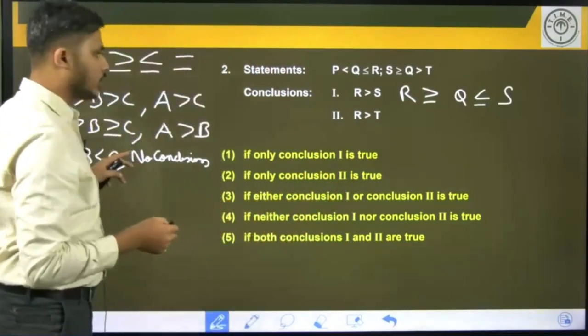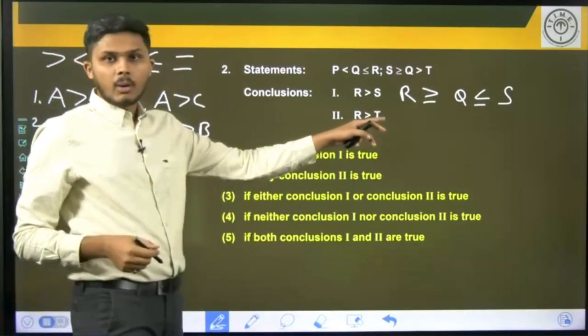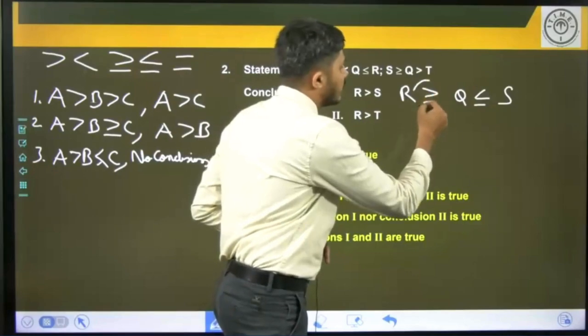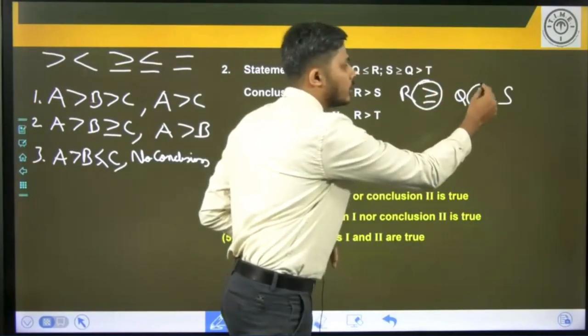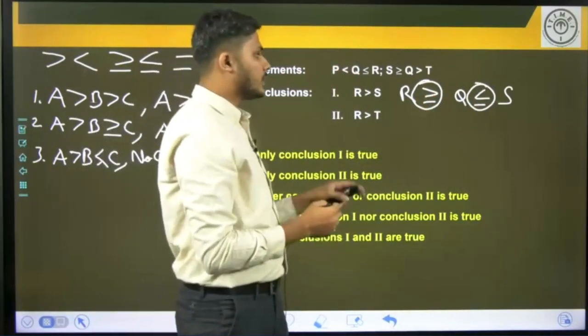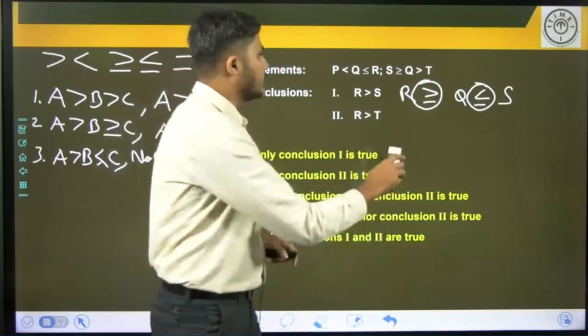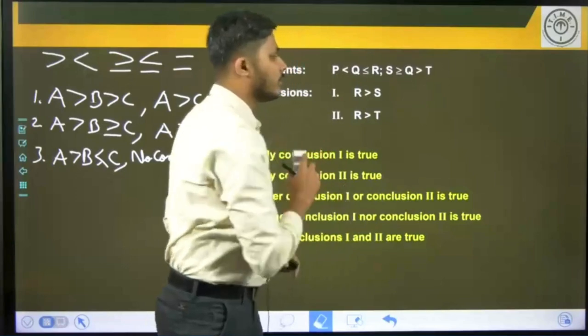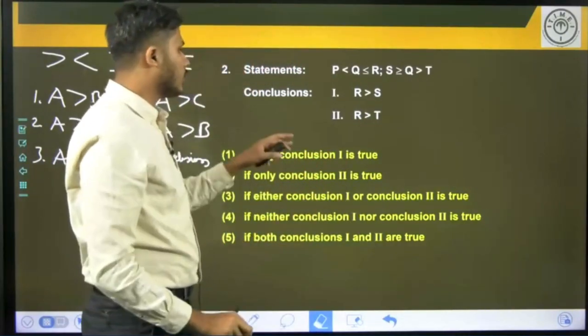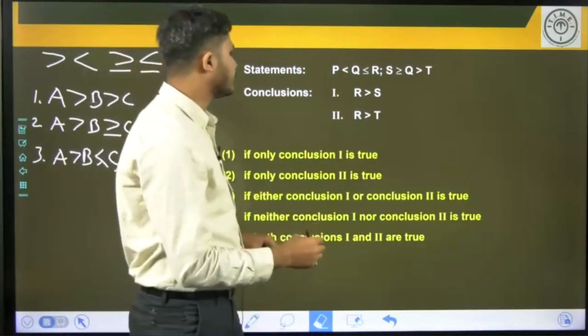As seen in the third shortcut, greater than or equal to and less than or equal to are opposite pairs. So, no relation between R and S can be formed. So, conclusion 1 is not true. Now let us look at the second conclusion.